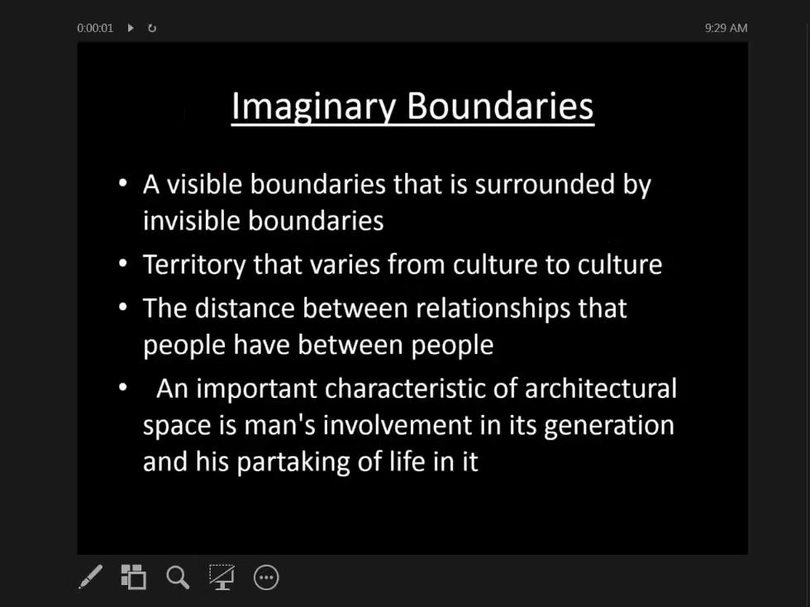Imaginary boundaries. A visible boundary that is surrounded by invisible boundaries. Territory that varies from culture to culture. The distance between relationships that people have between people. An important characteristic of architectural space is a man's involvement in its generation and its partaking of the life in it.